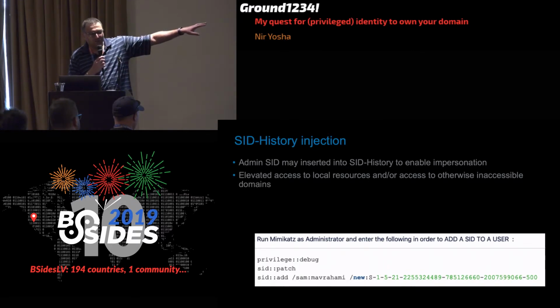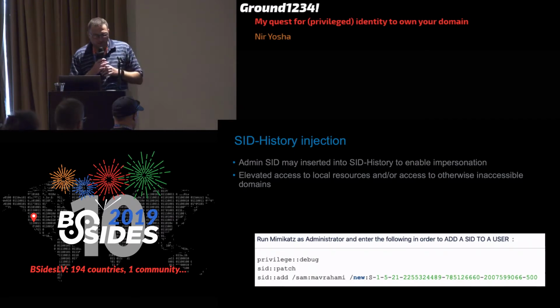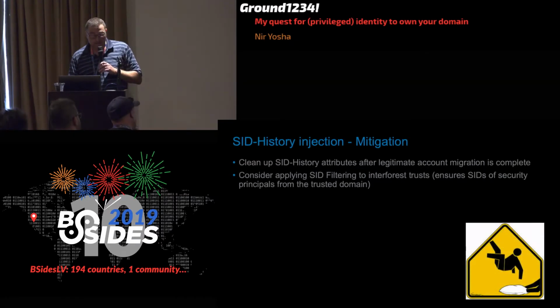Anyways, you inject those SIDs. If you can inject them, then you can legitimately impersonate a user with no rights to have a lot of rights. So it is very important when you migrate users from one domain to another to make sure you clean the SID history. And if you're looking at trust between domains, make sure there's SID filtering and those SIDs are being verified, so you're not falling into this SID history injection attack.